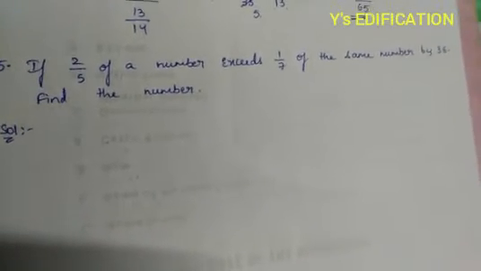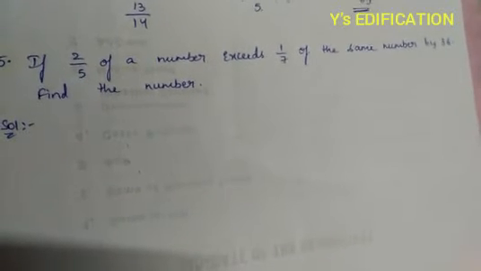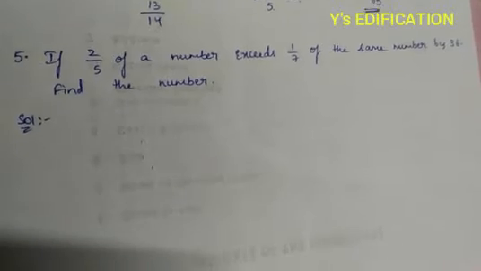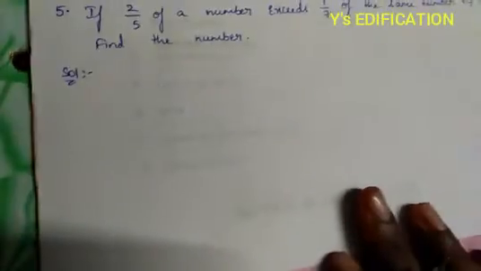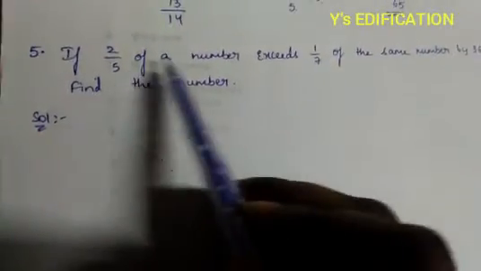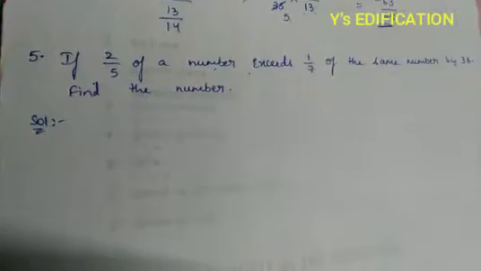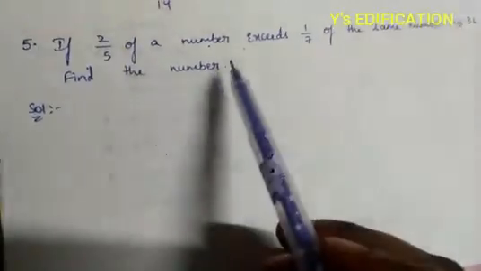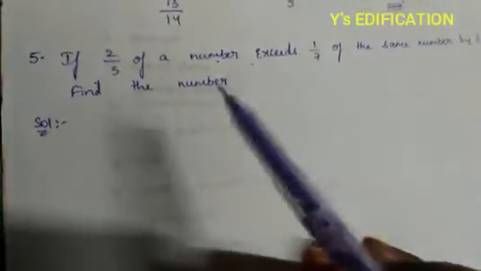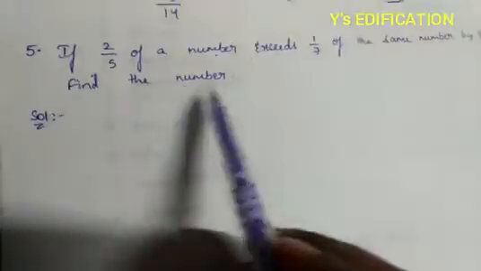Okay. The next question. If 2 by 5 of a number exceeds 1 by 7 of the same number by 36, find the number. So first of all, we don't know the number. We don't know what the number is. So we have to find that number.